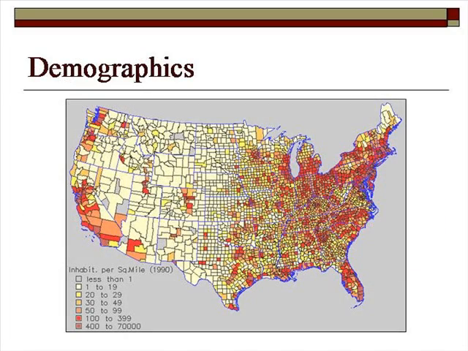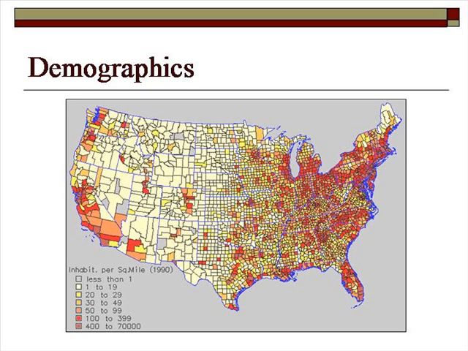Demographics. The idea of demographics is where do people live? And if we think about the United States and we look at it in terms of where people live, here's what it looks like. So the darker the color, the more people live. And this is divided up. Every one of these little squares is a county in the United States.